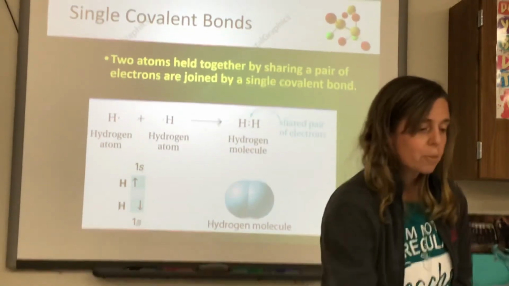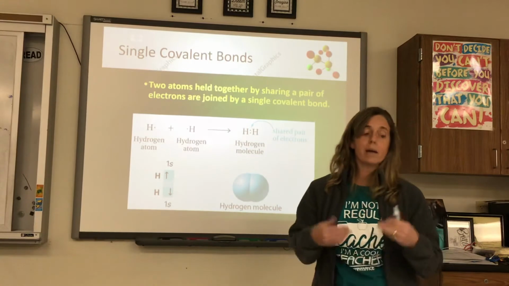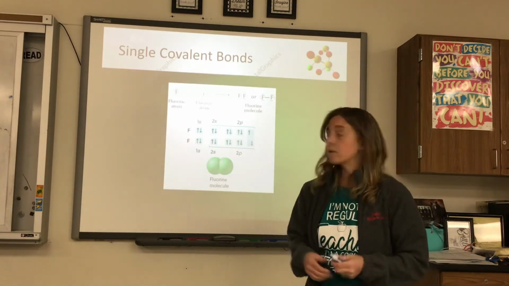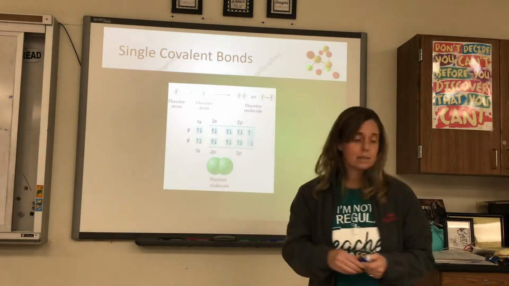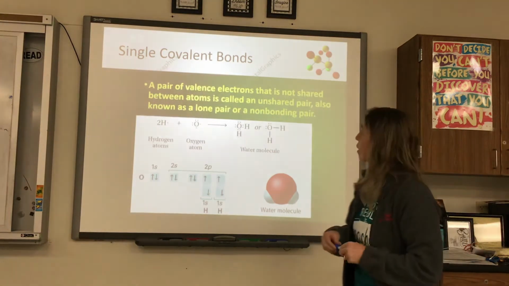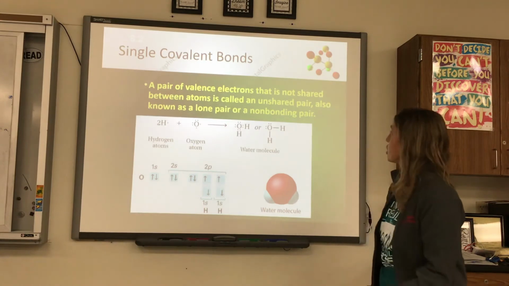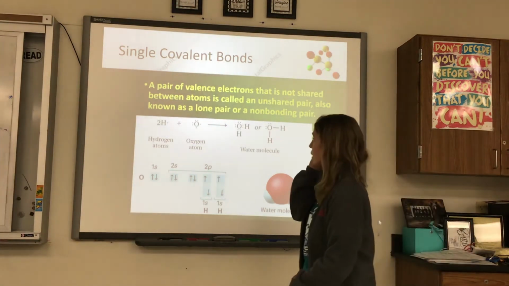Two atoms held together by sharing a pair of electrons are joined by a single covalent bond, okay? And there are some examples. There's fluorine, and fluorine, like I showed you earlier, has that single covalent bond. Now, a pair of valence electrons that is not shared between atoms is called an unshared pair, also known as a lone pair or a non-bonding pair.